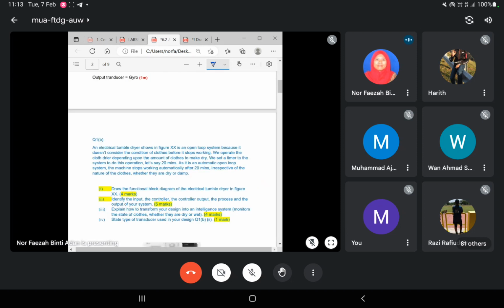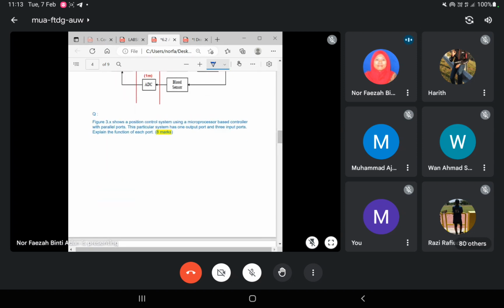Tarik ruang nak draw. Sempit sangat. Saya tumpang sini lah.